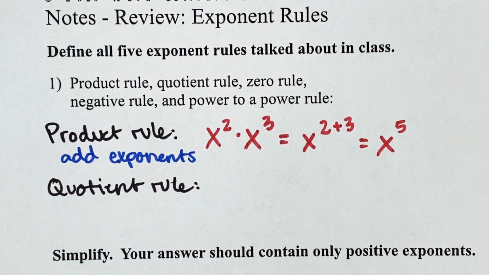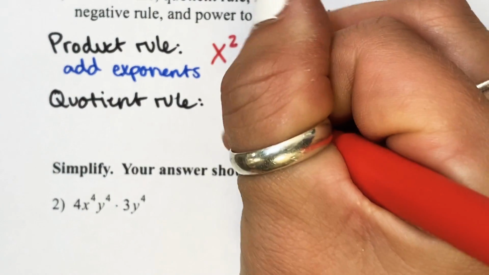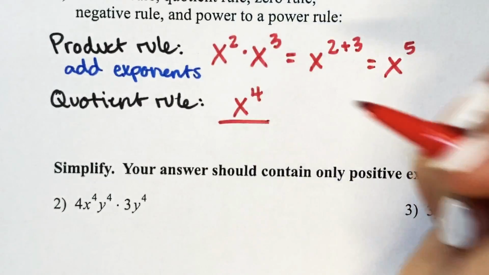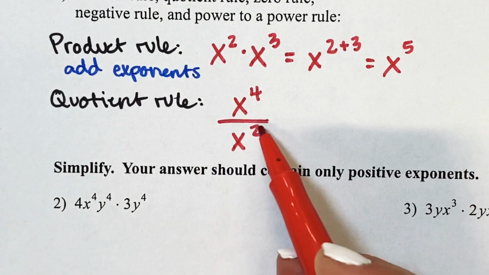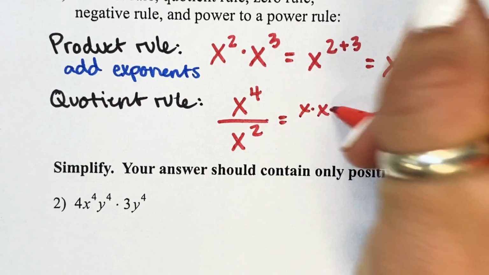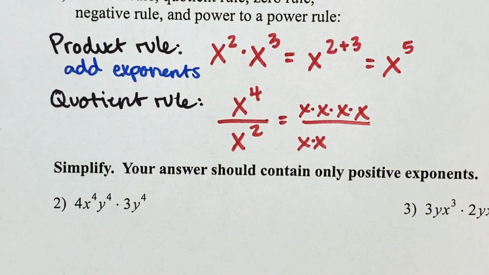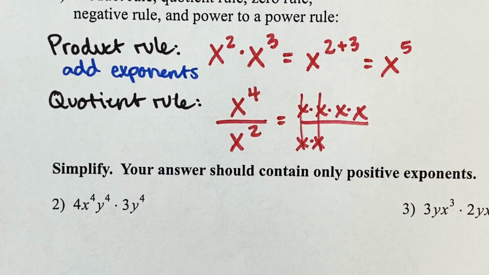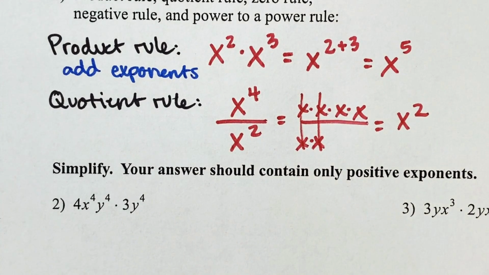Okay, beautiful. Our quotient rule. This is where we have something to the power that's dividing by another thing to the power, or x to the 4th divided by x squared. You can think of this 2 ways. So we have 4 x's on top, or x to the 4th, divided by 2 x's on bottom. And what happens when we have the same thing on top and bottom? They cancel out, right? Same thing on top and bottom twice right there, so we're left with x squared on top.